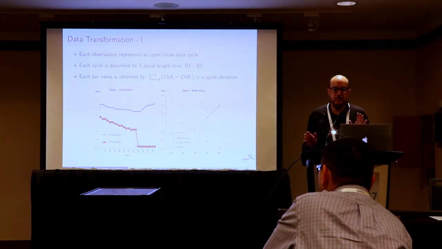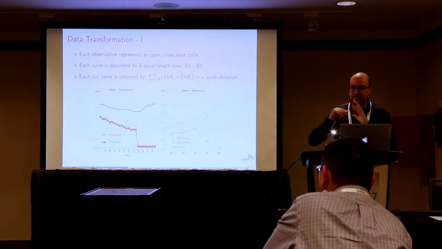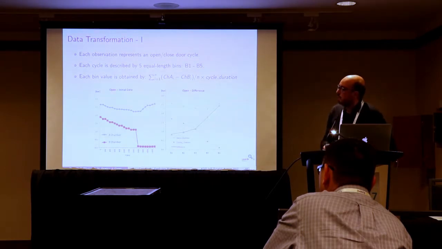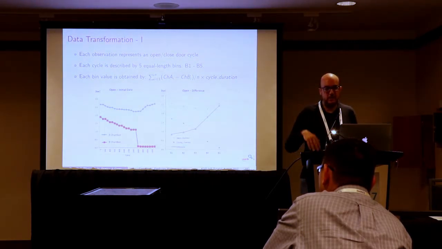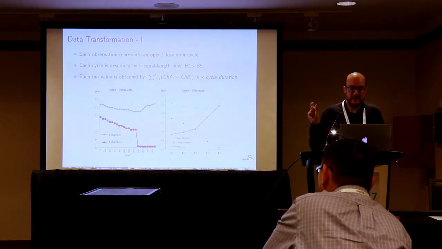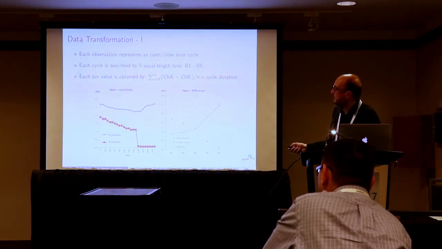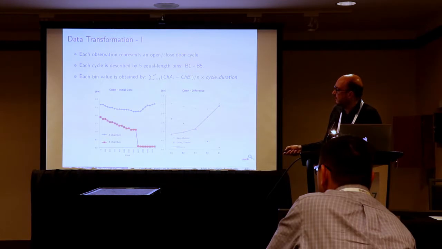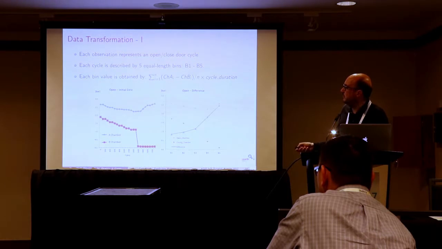So the first thing that we need to do is to transform the data. How do we put this data into instances with features so that we can process them using machine learning? In that case, each one of the observations is going to be an open or a closed door cycle. And then we are going to have 5 attributes. We are going to create 5 equal-length bins, and then we are going to take the average value of each. So imagine that this is the data, this is the pressure that we have. First, we are going to put the data in 5 bins. And then from these 5 bins, we are going to look at the difference between the pressure of the two chambers. Okay?